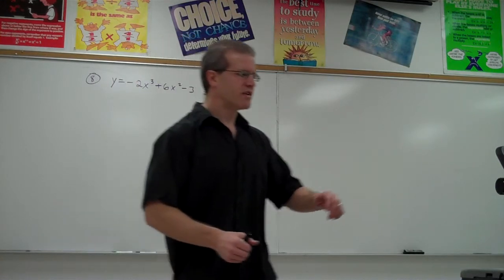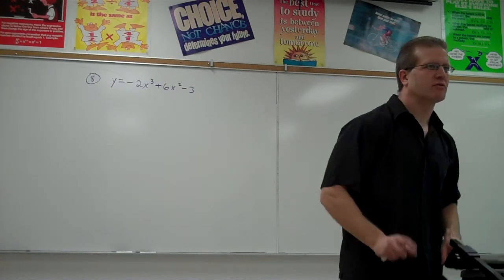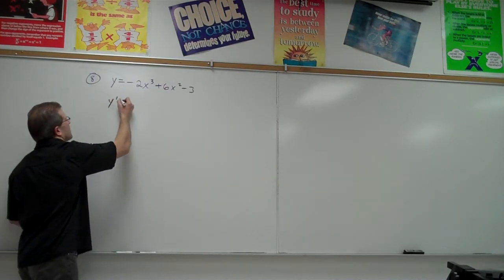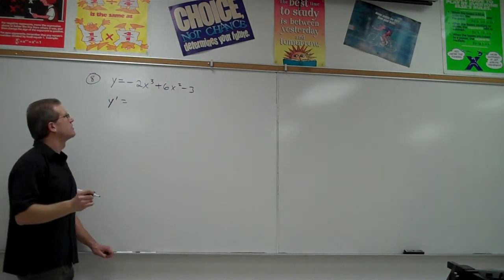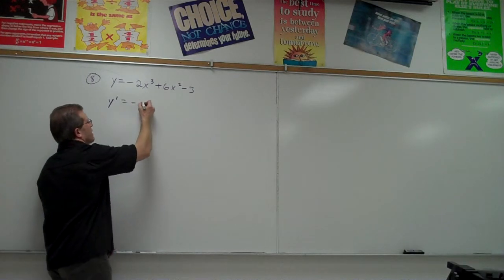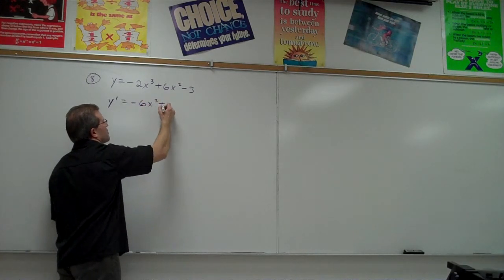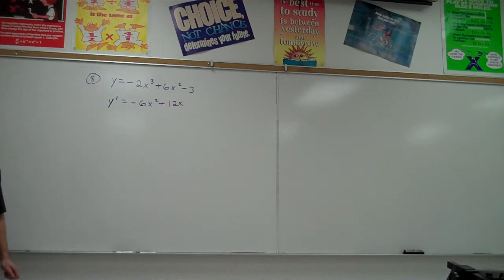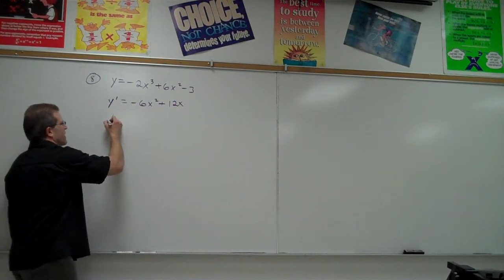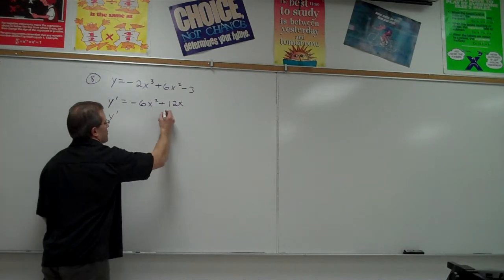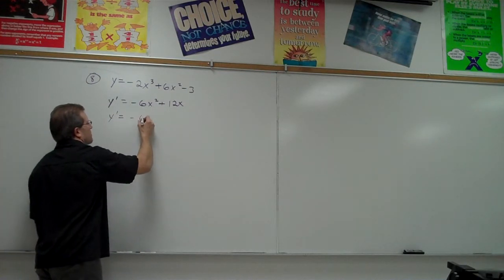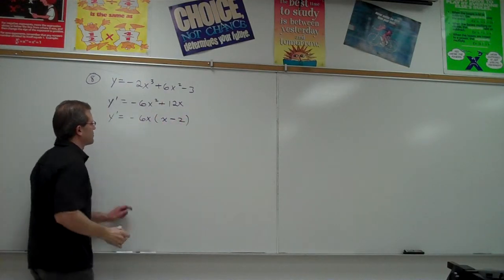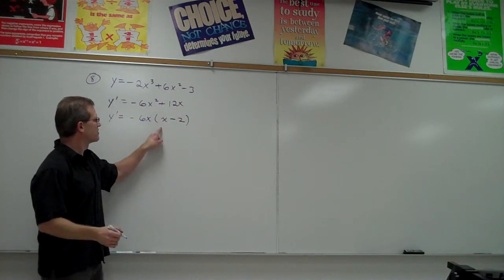So, to figure out when it's increasing and decreasing, we're going to do the first derivative. So the first derivative would be what? Negative 6x squared plus 12x. Now what you're going to want to do is, if you can, factor that expression. So I'm going to factor out a negative 6x out of both of those terms, which would leave me with x minus 2. Just dividing each term by negative 6x.